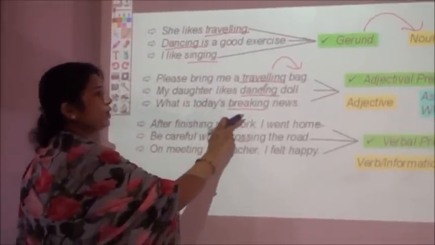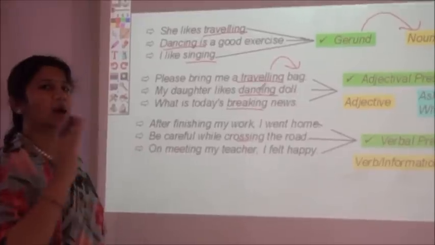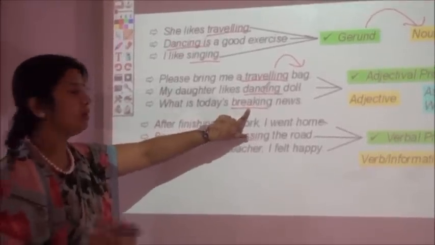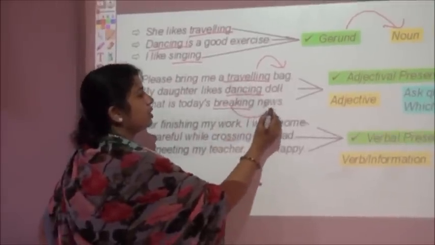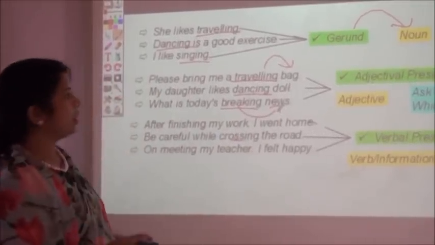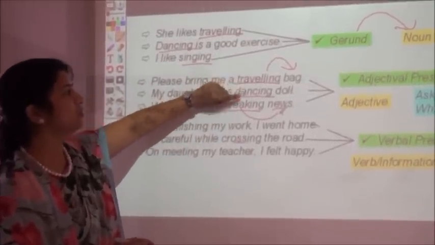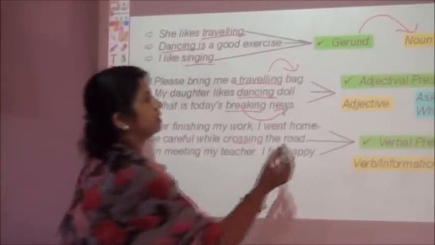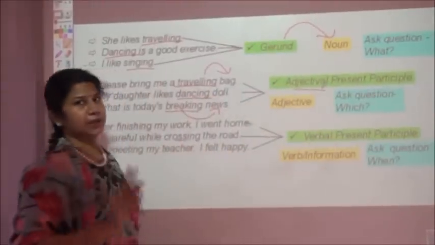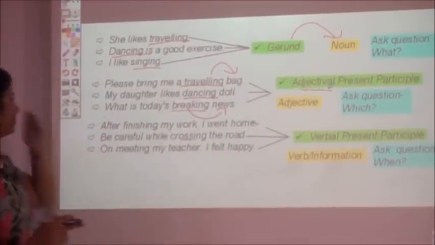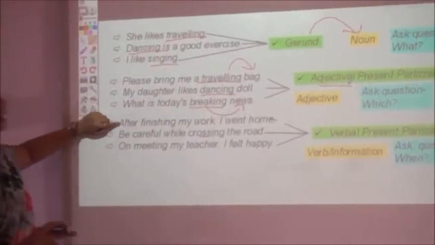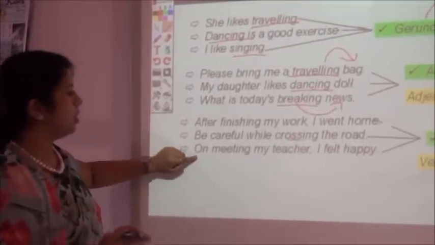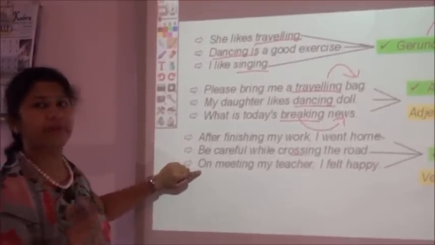Now what is today's breaking news? Here in this sentence, I am not talking about any regular news. I am talking about particularly breaking news. So here this breaking is showing the quality of news. So anywhere in a sentence, when ing verbs show the quality of something, that time it is called adjectival present participle. Is it clear? Now come. After finishing my work, I went home. Be careful while crossing the road. On meeting my teacher, I felt happy.